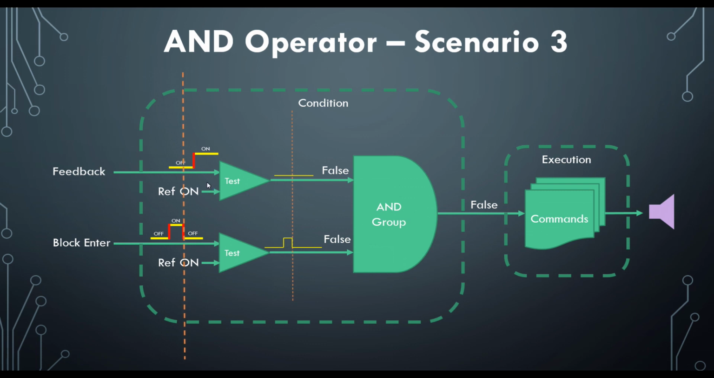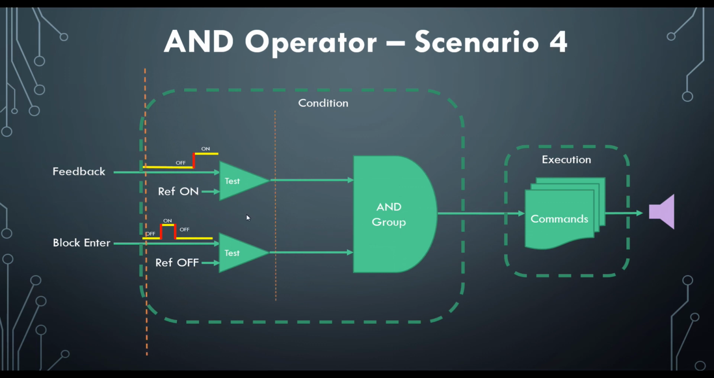Move the timeline on. Feedback turns on, so this output will go high. We now have this in its off state, so this is false. So we have a true and a false, which is a false. So for scenario number 3, the sound file is never executed.